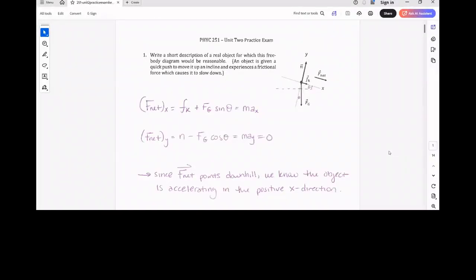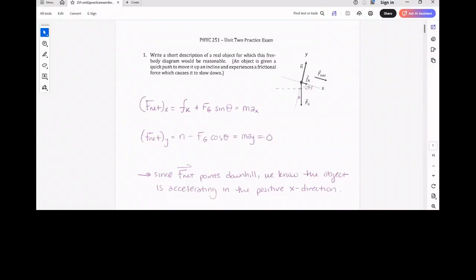Hello everyone, this video is going to go over the Unit 2 practice exam that covers chapters 5 through 8 in Physics 251. Number 1, write a short description of a real object for which this free body diagram would be reasonable.